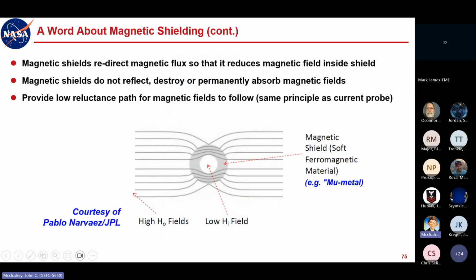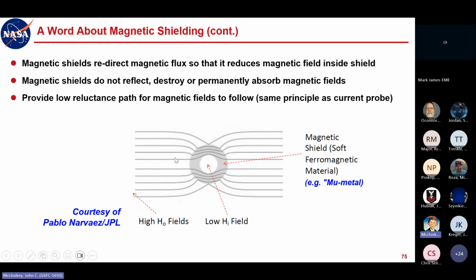So I'm not an expert by any stretch on magnetic shielding, but I thought it was worth saying at least a little bit. And I'll give a shout out to my friend and colleague Pablo Narvaez at JPL. This is an excerpt of a presentation he's given for the last several years at the EMC Symposium on shielding techniques in general, with a big emphasis on magnetic. So magnetic shields redirect the magnetic flux so that it reduces the magnetic field inside the shield, and that's what you want. They do not reflect, destroy, or permanently absorb magnetic fields. And the whole idea is to provide a low reluctance path for magnetic fields to follow.